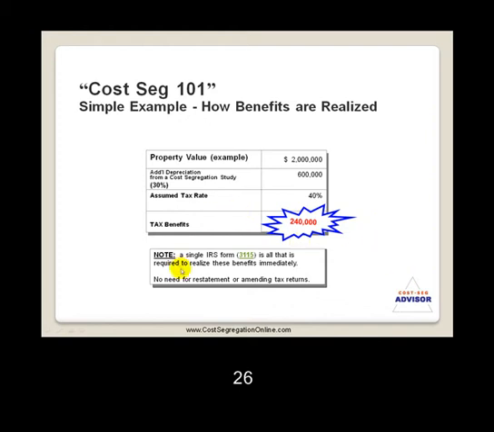The way that you take advantage of it is a single IRS form, the 3115 we mentioned in an earlier video. It's required to realize these benefits. Your accountant can take care of this. We can take care of it as part of our service. We like to work with your accountant, though. It usually is a requirement anyway. Usually they'll prepare that for you. And again, there's no need for restatement or amending tax returns, and it can be taken advantage of immediately, as I said.